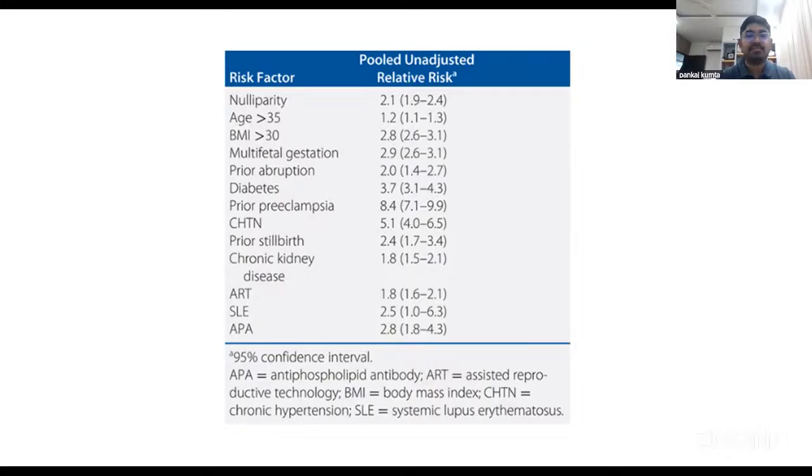if it is multiple pregnancies, twin pregnancies or triplets, then you have a higher risk, and you will see that more and more, unfortunately, in terms of patients coming to you with in vitro fertilization. So that is where you will see them. History of prior abruption, patients with diabetes, previous history of eclampsia, chronic hypertension, prior stillbirth, chronic kidney diseases, any associations like assisted reproductive technology, we've already mentioned that, SLE, and if you have antiphospholipid antibodies, so any autoimmune disease.